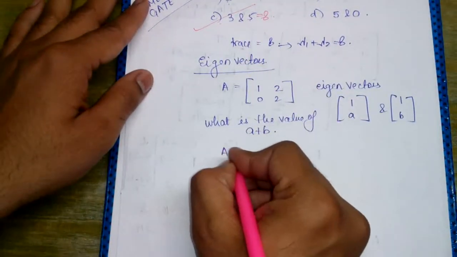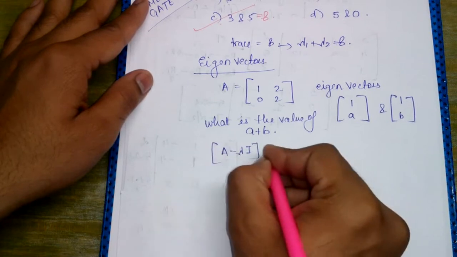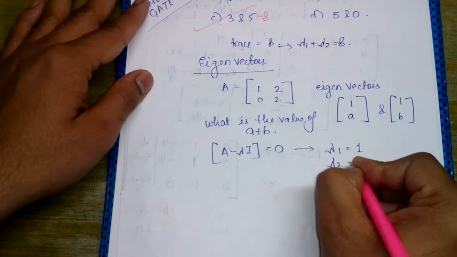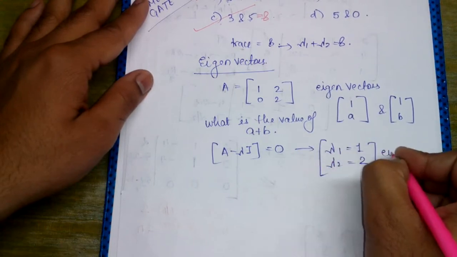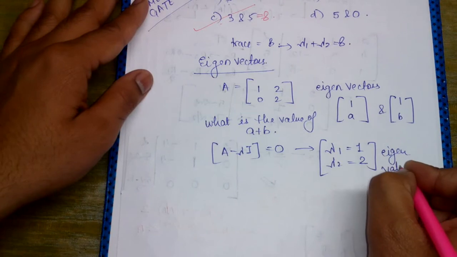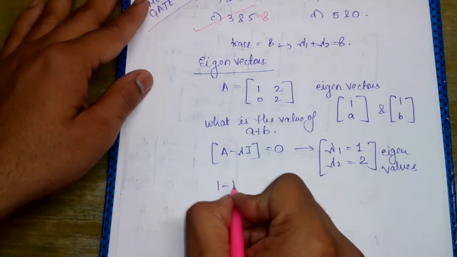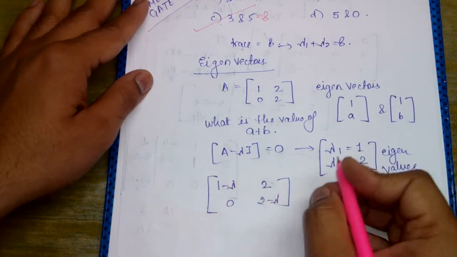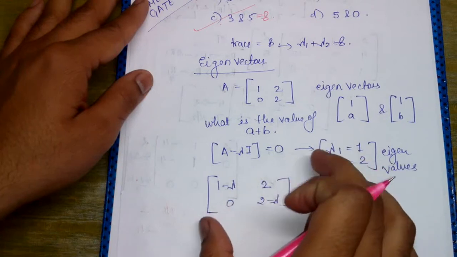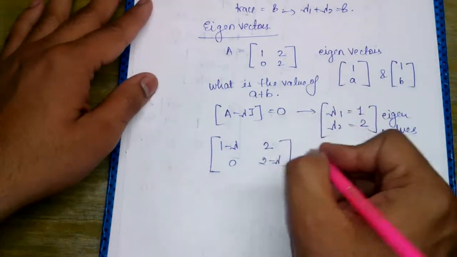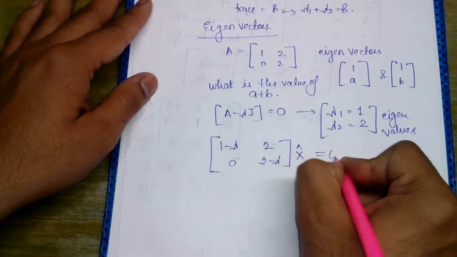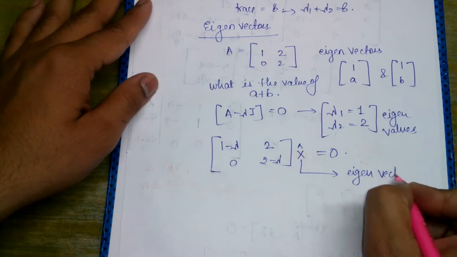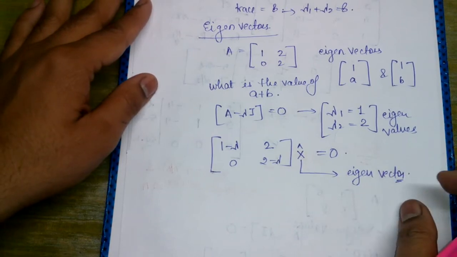So first of all we will find out |A minus lambda I| equals 0, and from here we will find that lambda 1 is equal to 1 and lambda 2 is equal to 2. These are the eigenvalues. So [1 minus lambda, 2; 0, 2 minus lambda] was the characteristic matrix, and this will be multiplied by x such that this is equal to 0, where x is called the eigenvector.